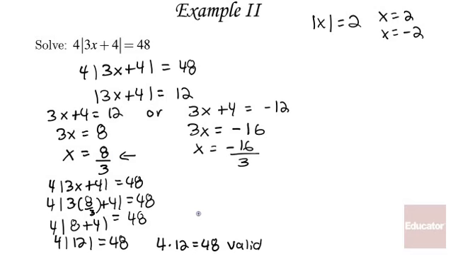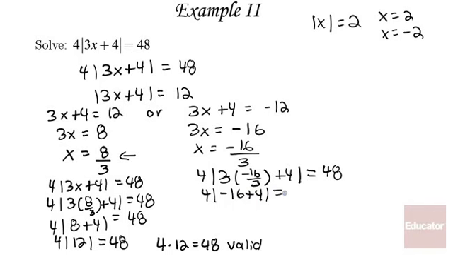Now, substituting in negative 16/3 again in this original. So that's 4 times the absolute value of 3 times negative 16/3 plus 4 equals 48. The 3's cancel out. That gives me negative 16 plus 4 equals 48.